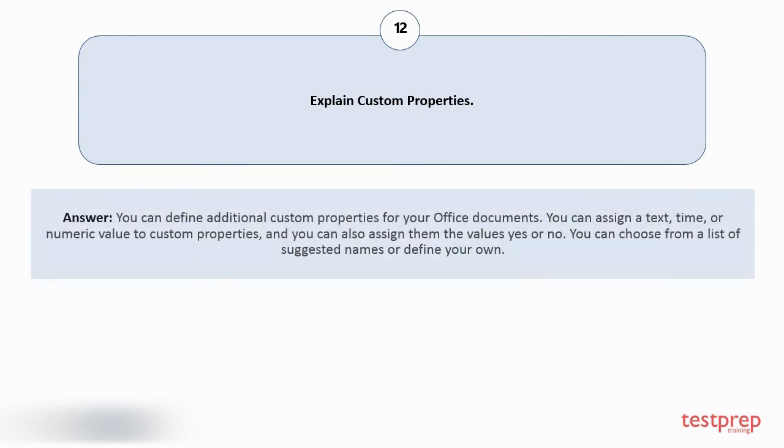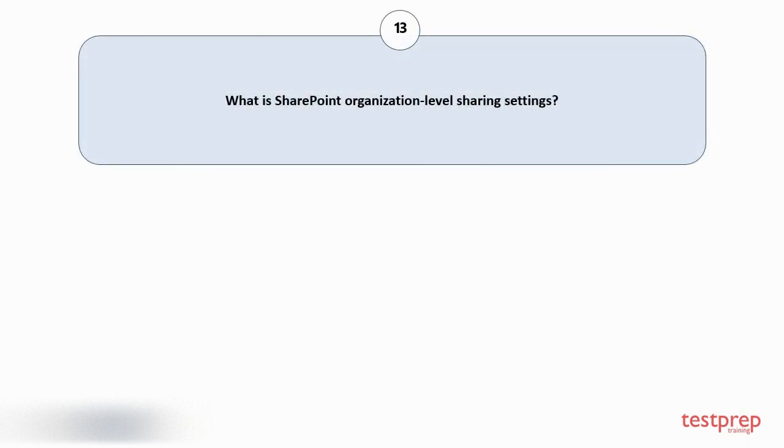Your answer is: you can define additional custom properties for your Office documents. You can assign a text, time, or numeric value to custom properties, and you can also assign them the values yes or no. You can choose from a list of suggested names or define your own. Question number 13, what is SharePoint organization level sharing settings?